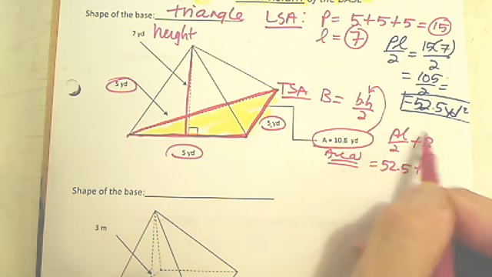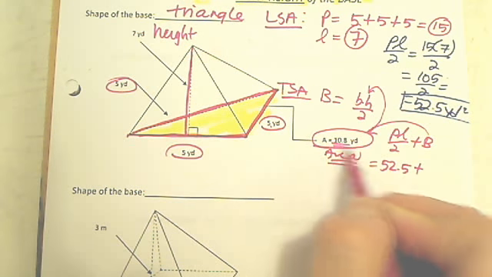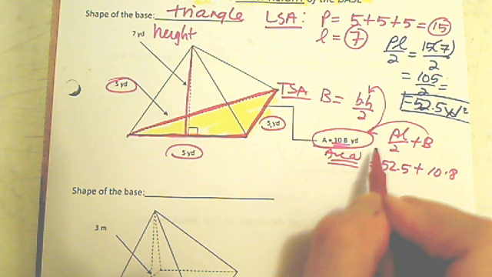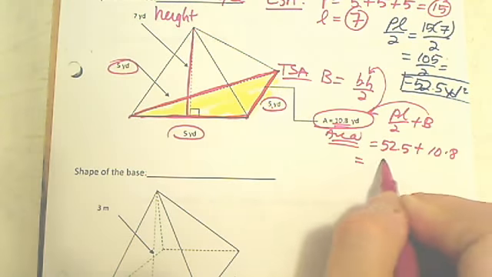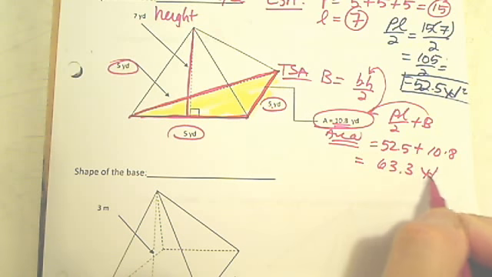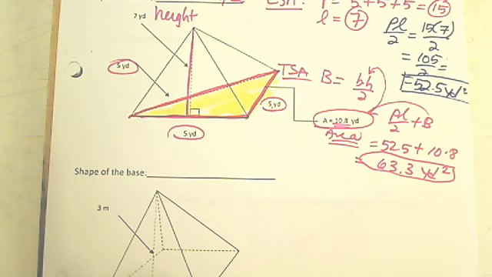And then what is big B? 10.8. It's already given to me. What's the total? Yards squared. That's the total. The lateral is always smaller than the total.